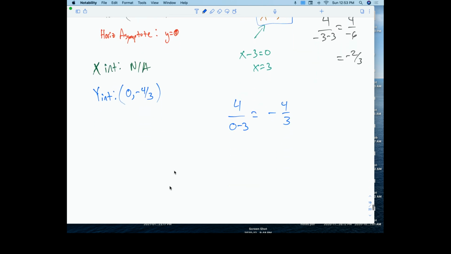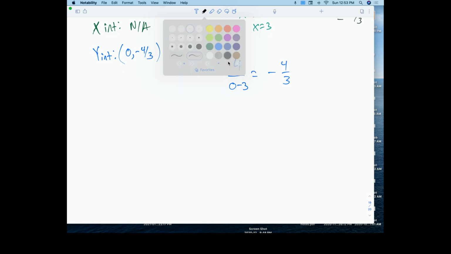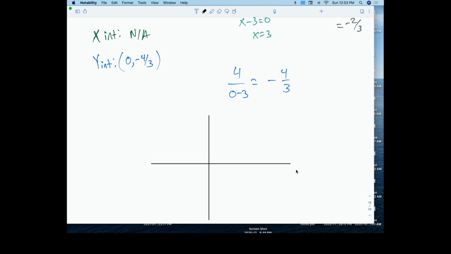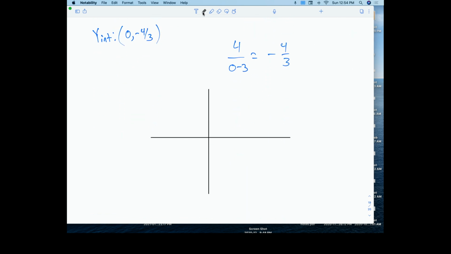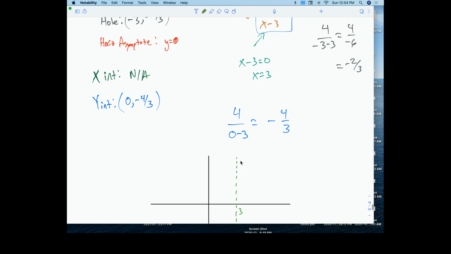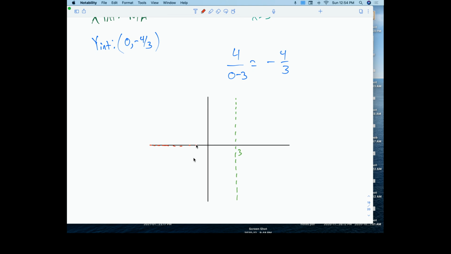So let's say the graph is going to, let's do it like this. So what do we know? We know, let me do the horizontal and vertical. So vertical is at x equals 3. And horizontal is at y equals 0. Okay.